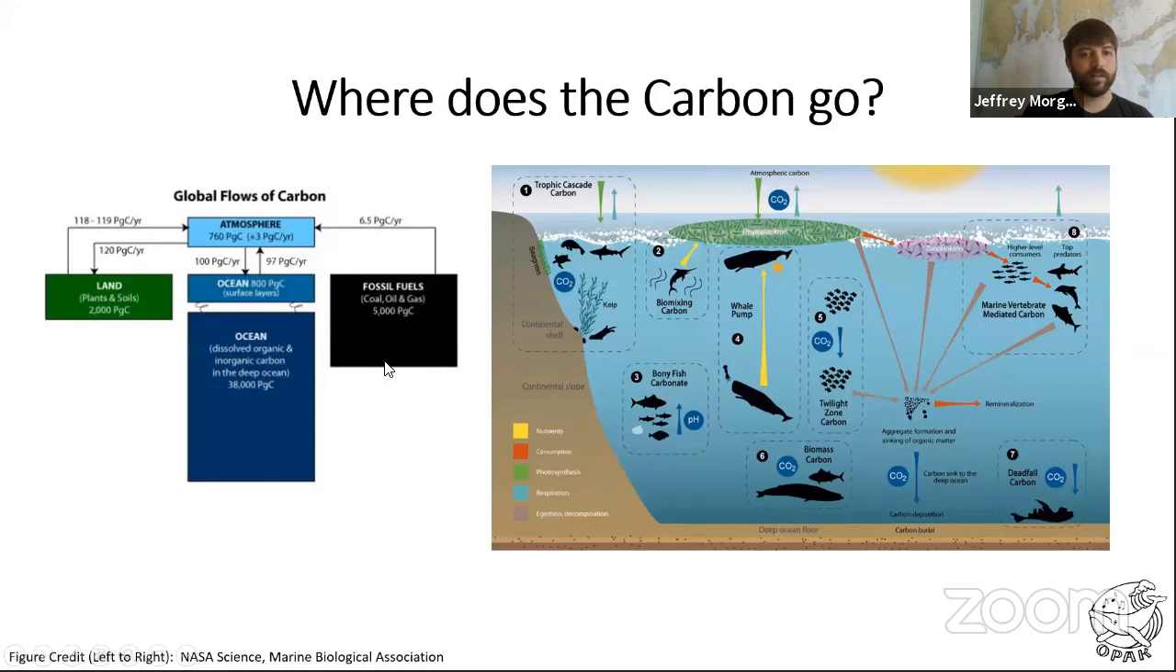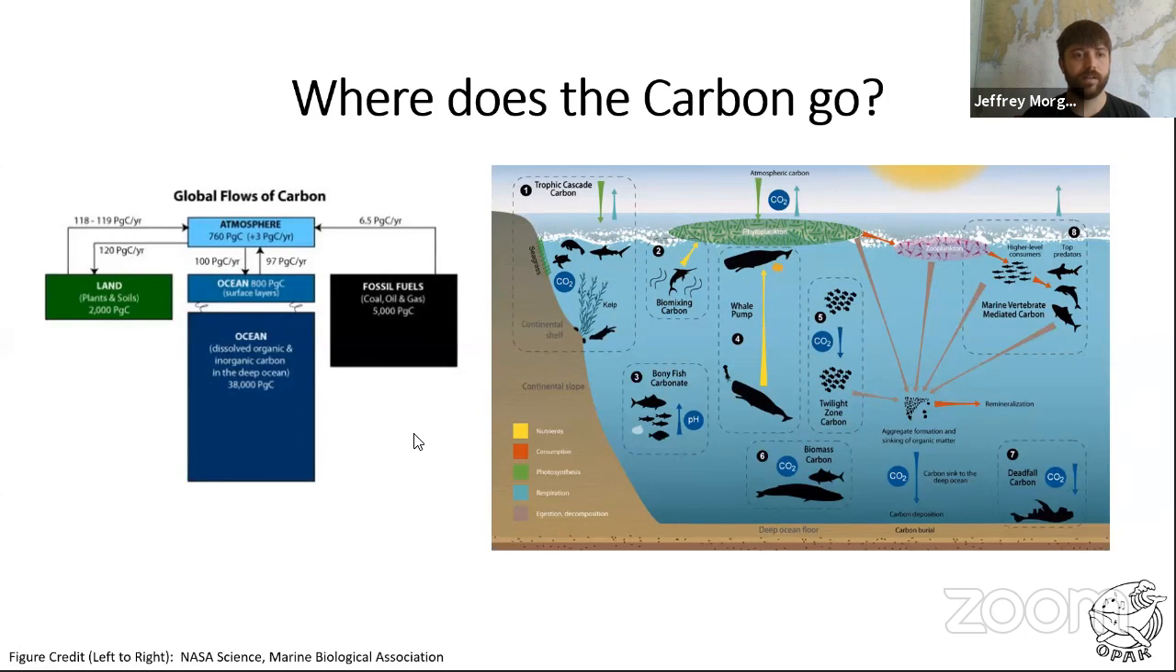On the left here, there's a little figure of the flows of carbon, and you can see that it's a slow system, and that the ocean eventually can be a good carbon sink, or a place where we store carbon over time.